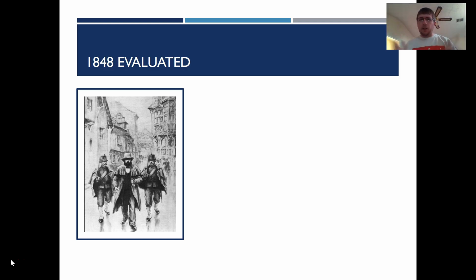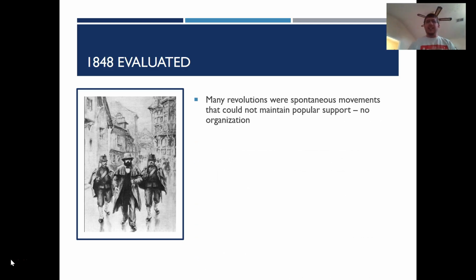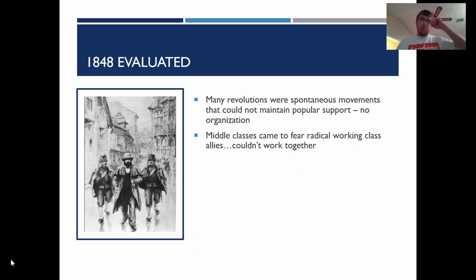Okay, so 1848, why did it matter? Here are the take-home points. First of all, many revolutions were spontaneous. They did not have popular support. There was no organization to them. They just happened. They popped up, and there was no logistics for them to take down the conservative leadership.